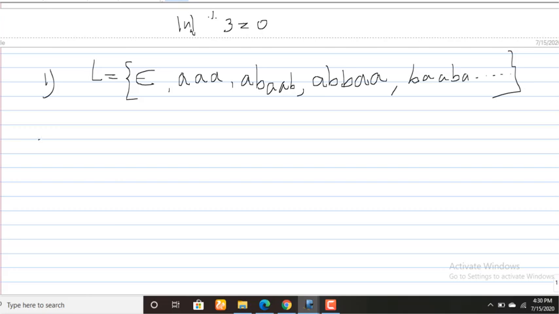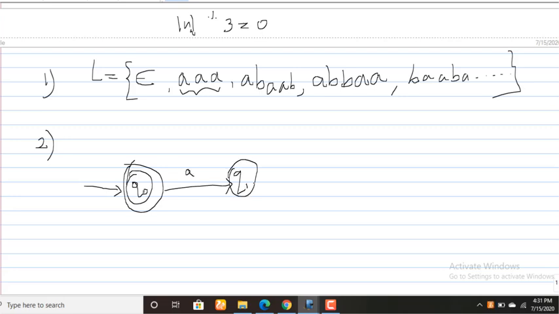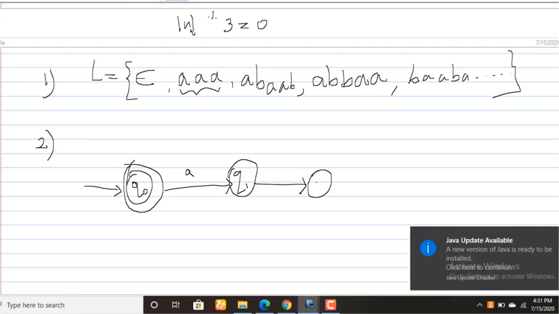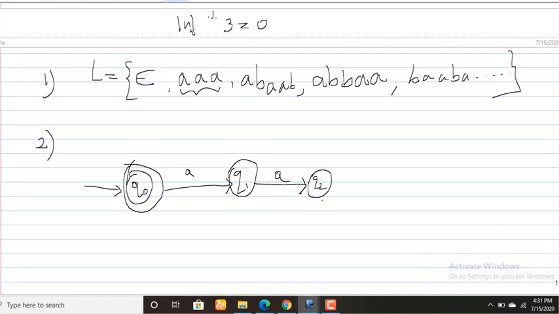What is the second step? Construct the DFA. Take the first string epsilon. Epsilon means making the starting state a final state, a double circle. This is the way of accepting epsilon. Next string A. From Q0 on receiving one A, it moves to Q1. On receiving another A, it moves to Q2. On receiving one more A, it goes to the final state, which is our starting state Q0.